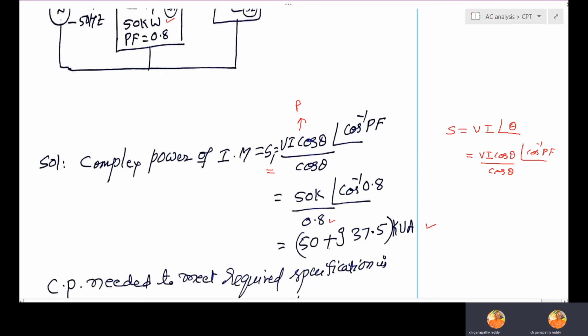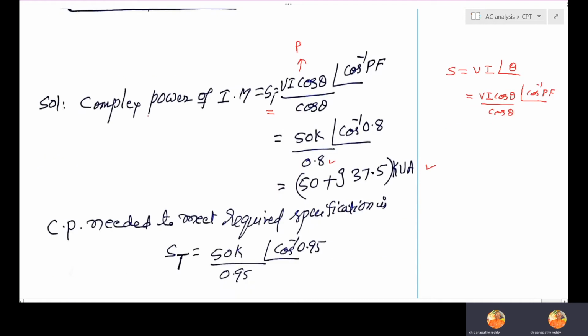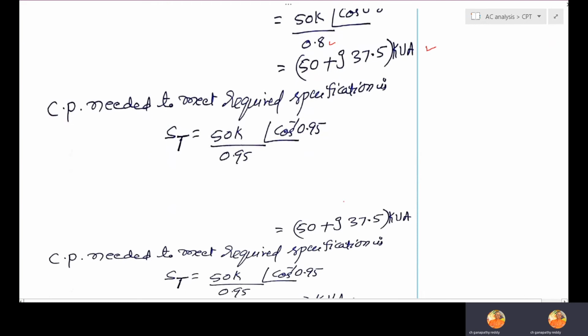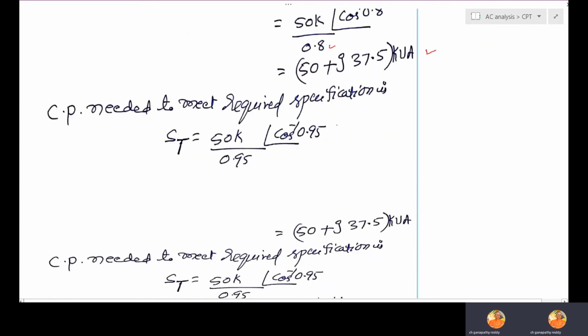So P plus jQ. P is already 50, satisfied, the extra Q we find out. That is the only important thing. This is what we already have. Then the complex power needed to meet the required specification. What is our requirement? 50K by power factor of 0.95, angle of cos inverse 0.95, convert, you are getting this. This is what our requirement is. This is what we have already.